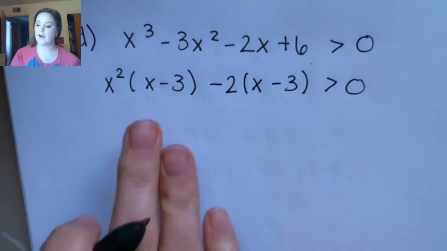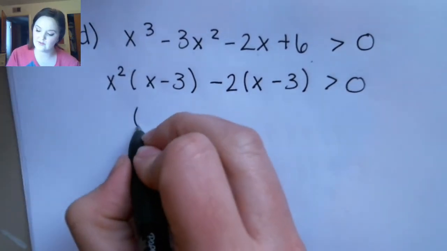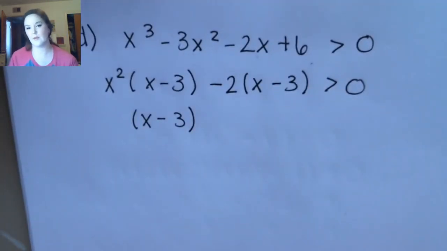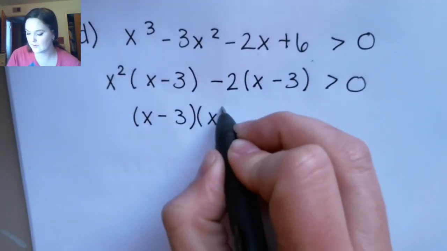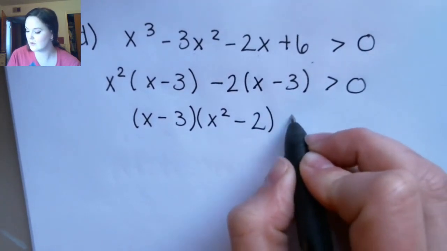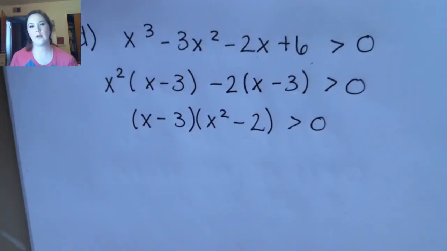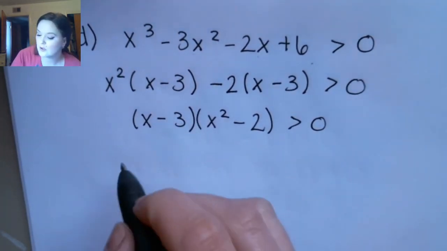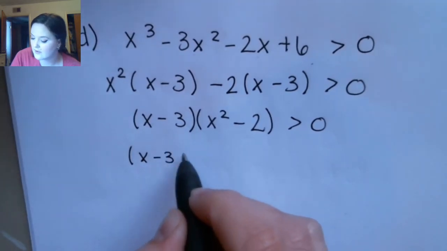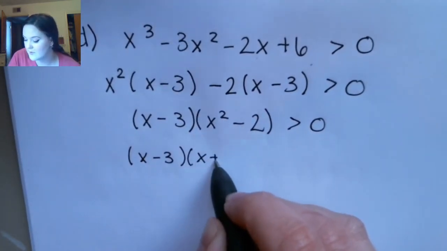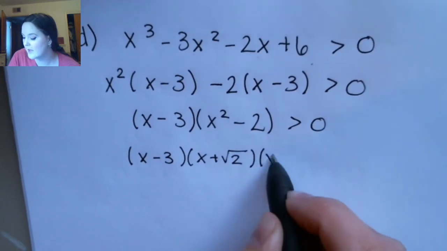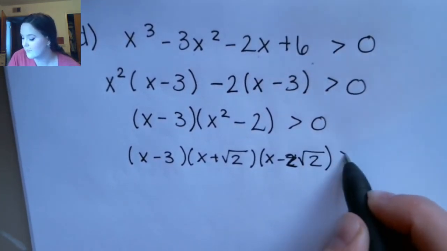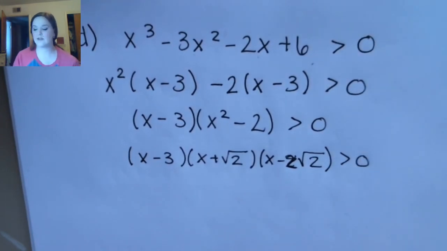Now I have this common binomial x minus 3. I'm going to factor that out. And then I have x squared minus 2. Now again, you have a choice with these x squared type of factors. You could continue to factor this as the difference of squares, x plus root 2, x minus root 2. And I think that's the easiest thing to do.